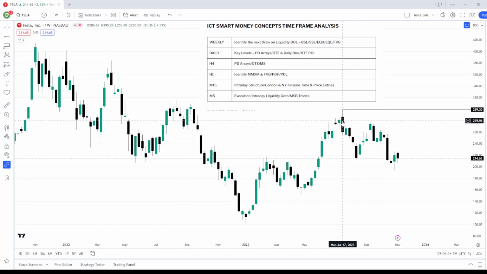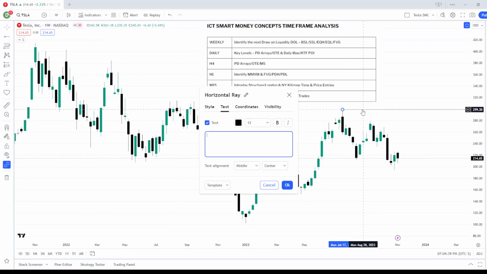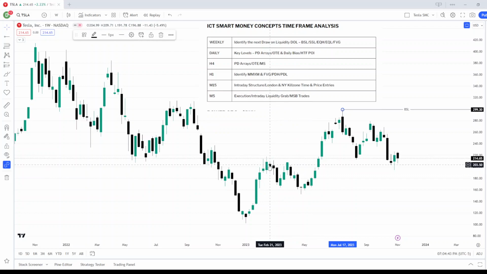So I have this one here from the weekly candle back in July. That one's going to be buy side liquidity, or BSL. Again, these acronyms are found on that website, the proptrader.co that I posted.